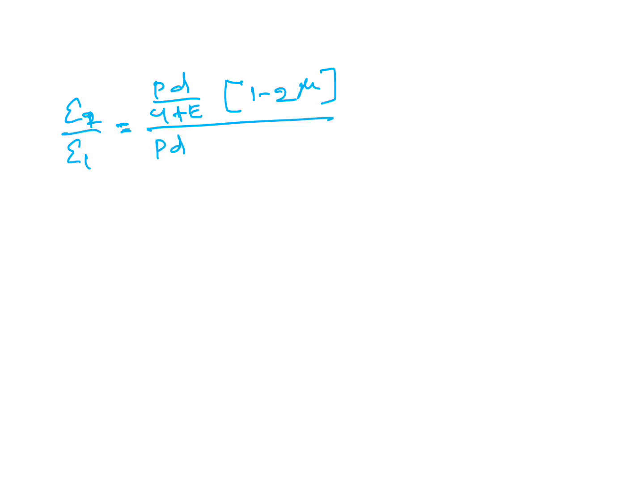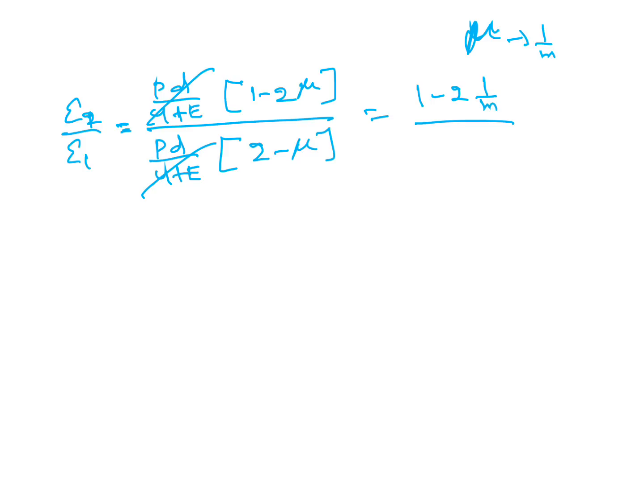Or again I am doing the ratio of strain due to longitudinal stress and strain due to hoop stress. PD by 4TE into 1 minus 2 mu divided by PD by 4TE into 2 minus mu. Cancel. Take mu as 1 by m. So 2 into 1 by m by 2 minus 1 by m.